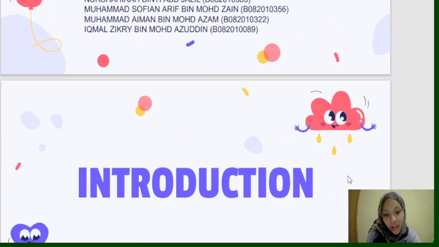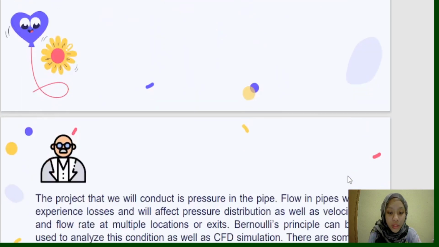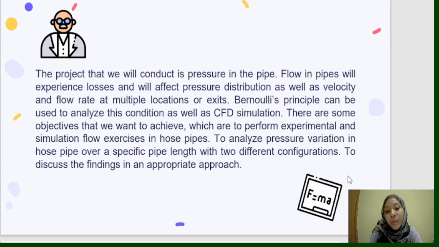So first of all, we wanted to present a little bit of introduction before we explain further about this project. The project that we will conduct is pressure in the pipe. Flow in pipes will experience losses and will affect pressure distribution as well as velocity and flow rate at multiple locations or axes. The knowledge principle can be used to analyze this condition as well as CFD simulation.